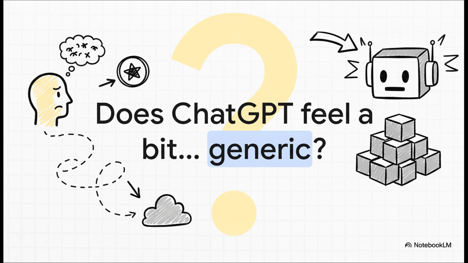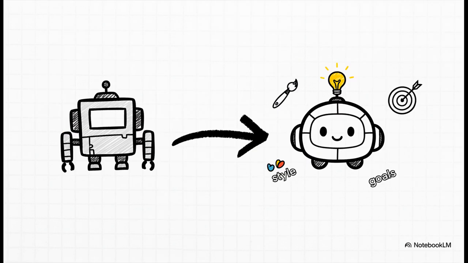So, have you ever had this happen? You ask ChatGPT a question, and the answer you get back is, well, it's fine, it's technically correct, but it totally misses the point for what you needed, right? It feels like you're talking to a machine that doesn't know you at all. Because, by default, it doesn't. But the good news is we can absolutely fix that.